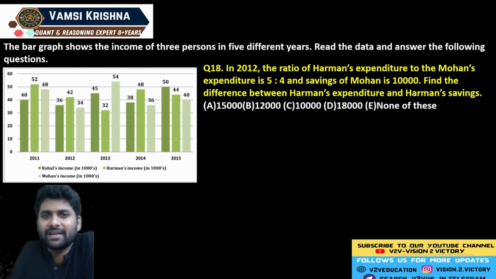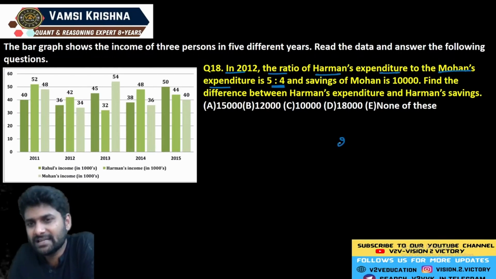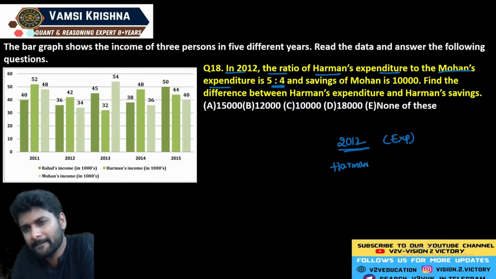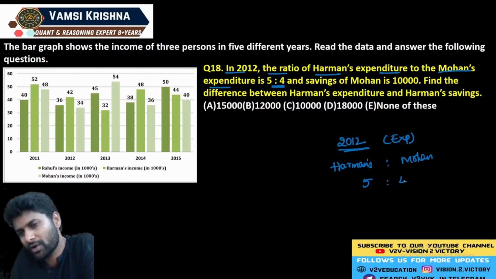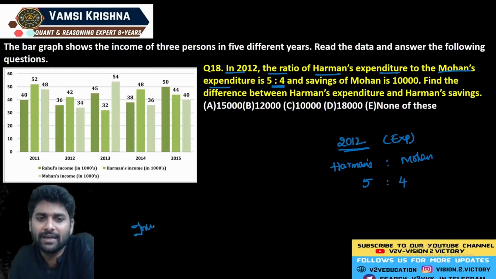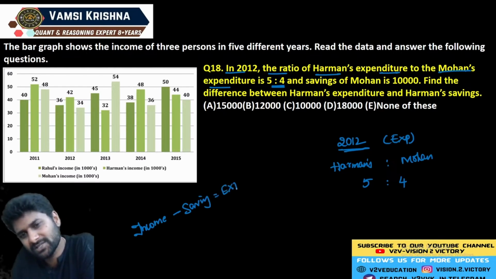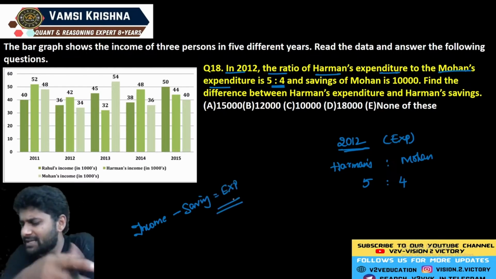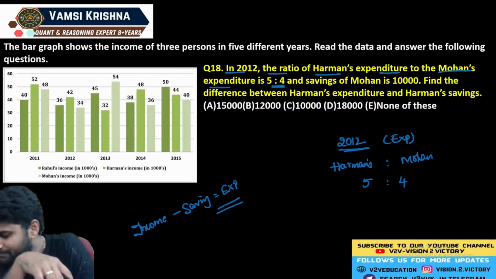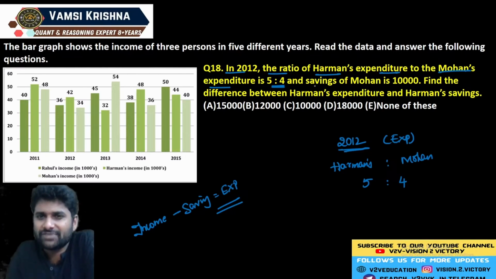Now go through the main data. In 2012, the ratio of Harman's expenditure to Mohan's expenditure is 5 is to 4. Guys, here the data is for 2012, and they are discussing the expenditure of Harman and Mohan, in the ratio of 5 is to 4. And you know the relation: income minus savings is equal to expenditure. So based on the information, you can interchange all the data. Now go through the next one.